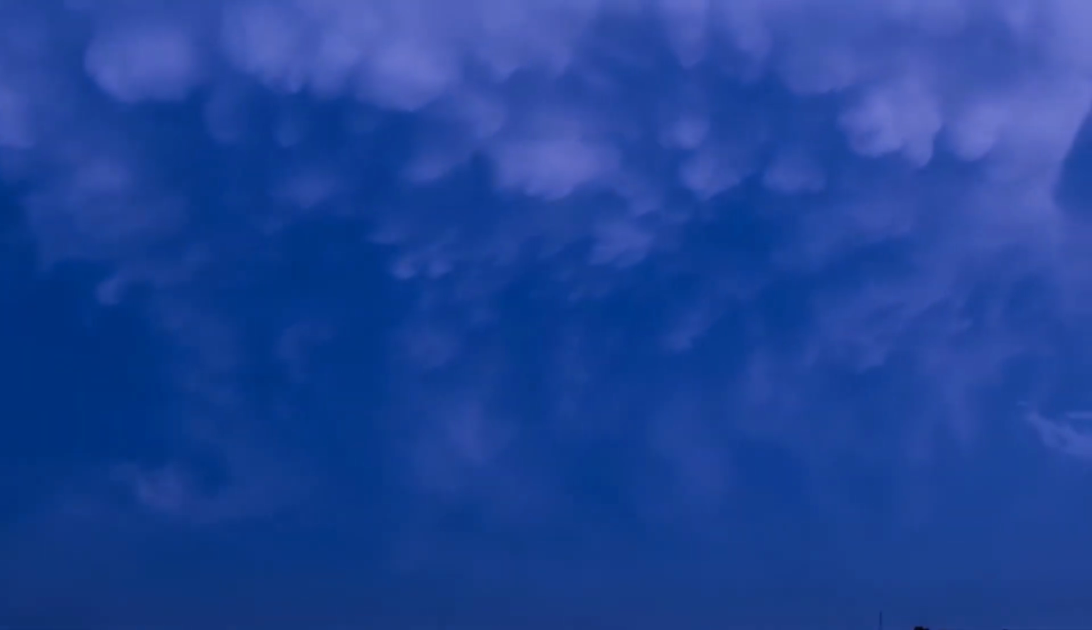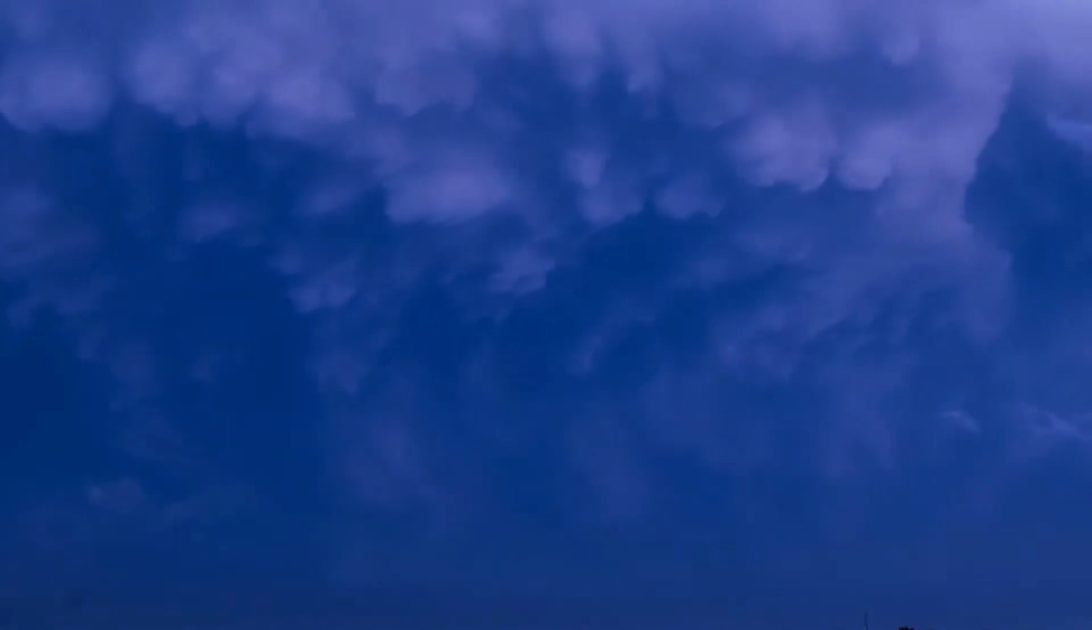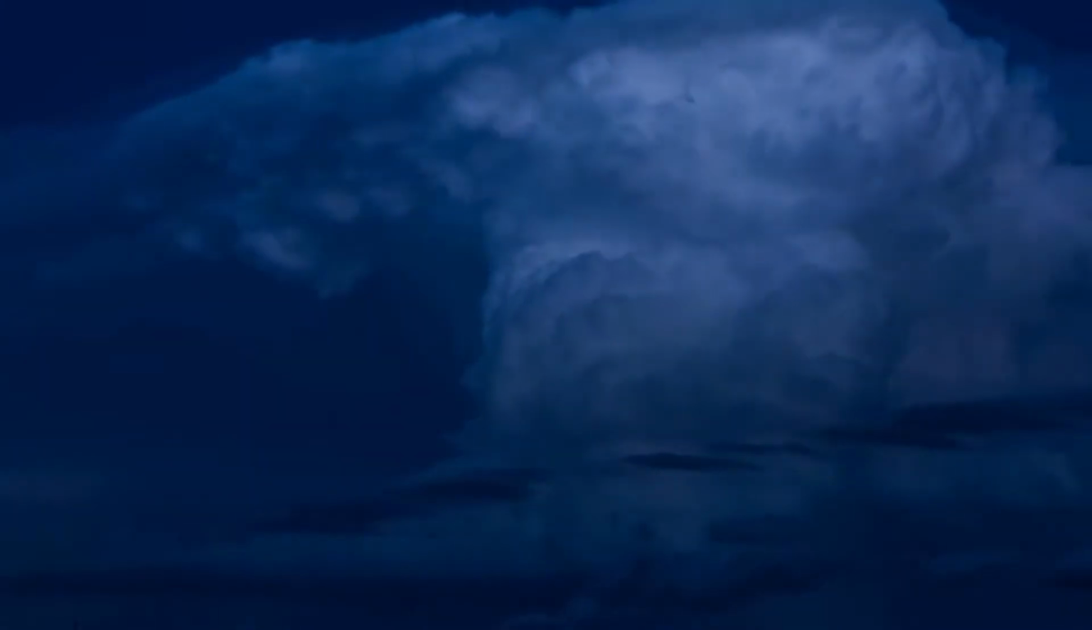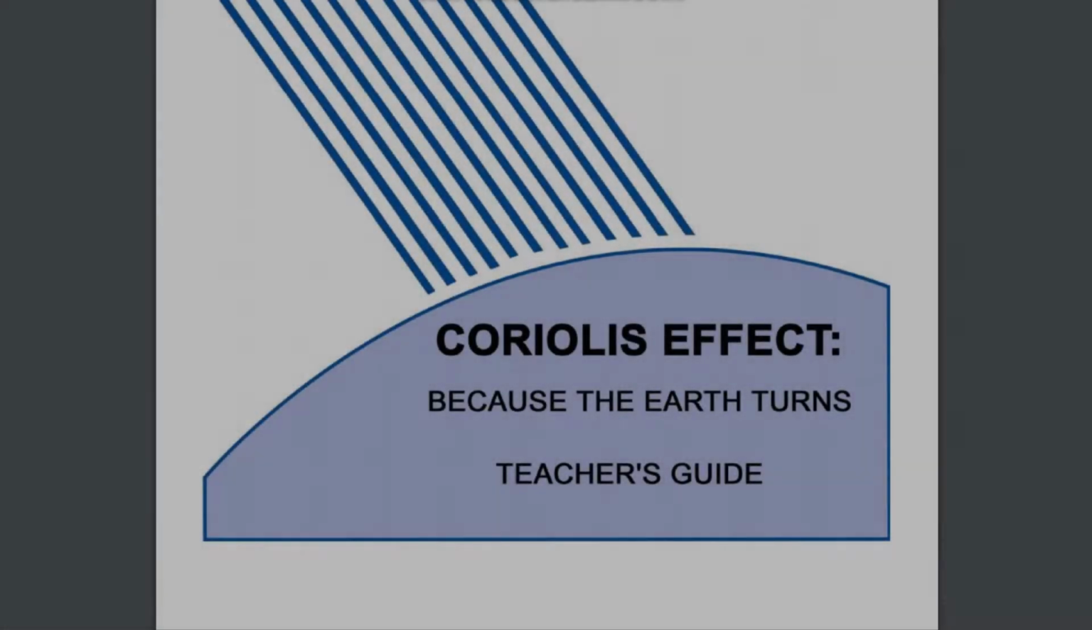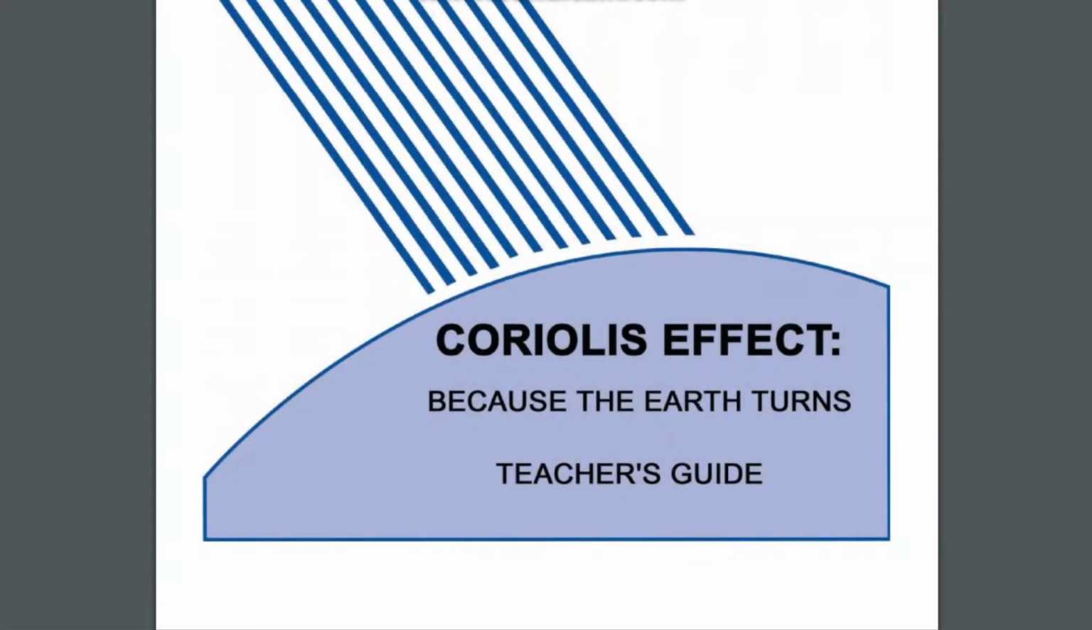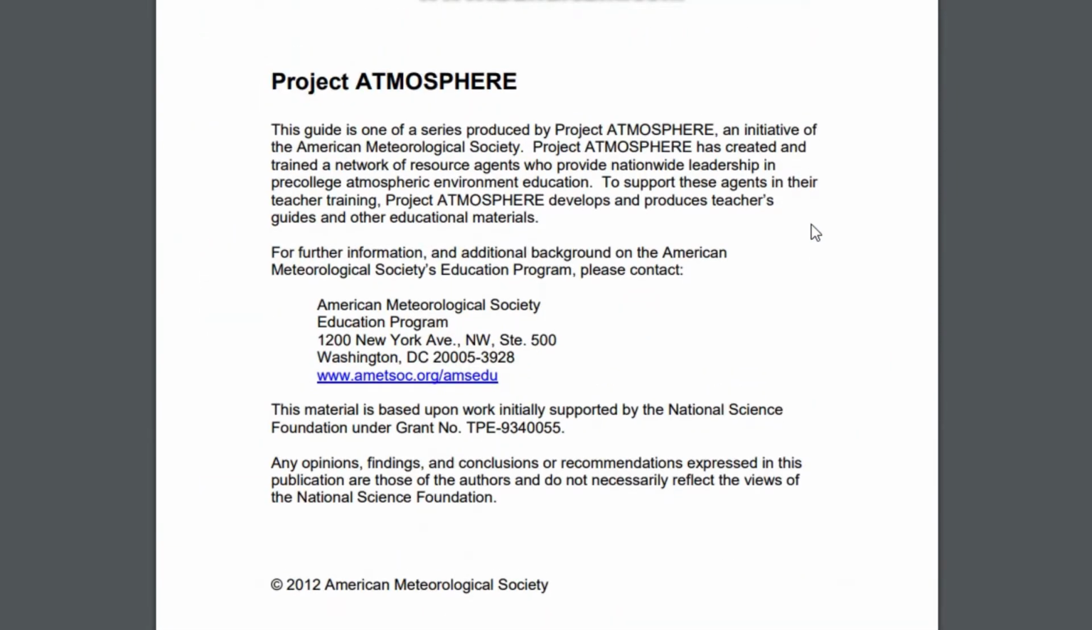Another way to confirm this misconception to be a misconception is to review what we were taught as children about the Coriolis effect and objects that are detached from the surface and moving freely over the Earth. The best way to do this is to go straight to the source, the Teacher's Guide to Teaching Coriolis, because the Earth turns. Brought to you by none other than the Meteorological Society of America, and supported by the National Science Foundation.